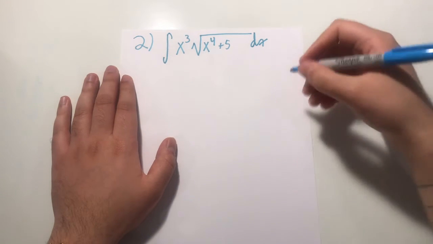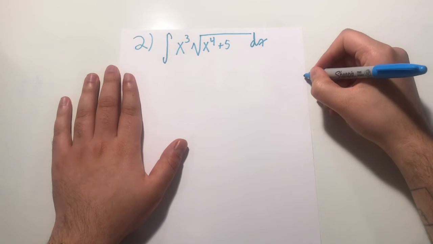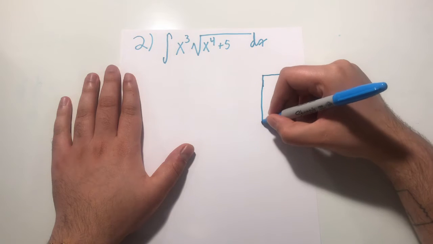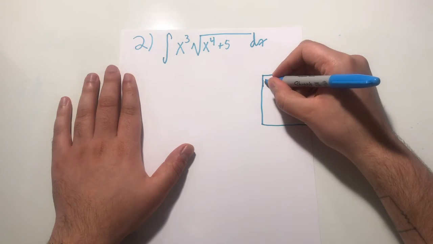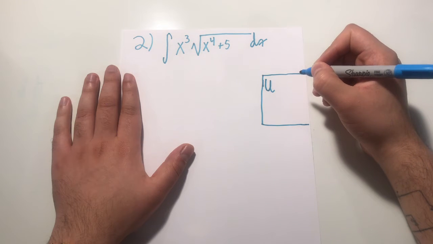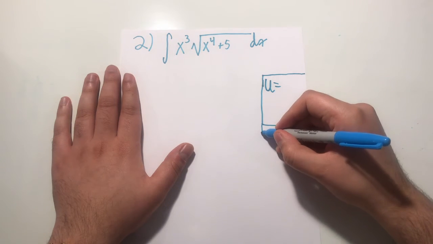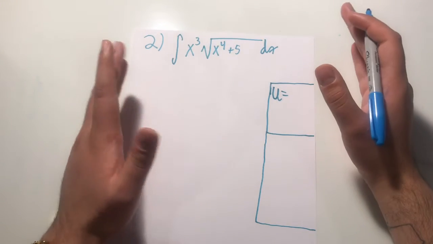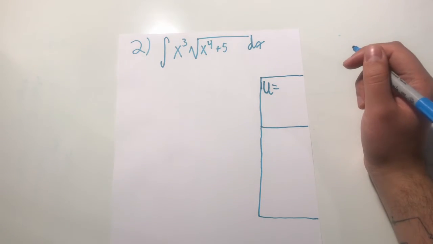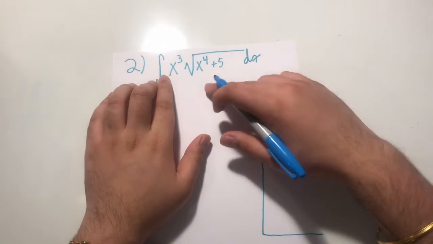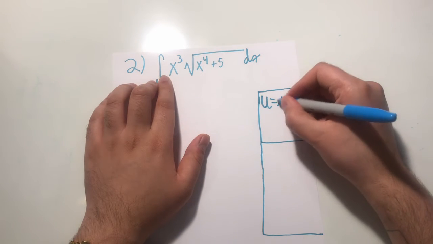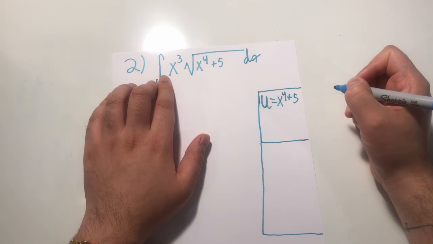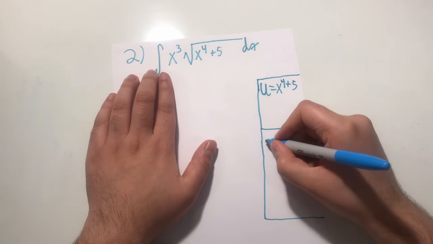What's our first step? Well, we gotta figure out a u and a du. Easy. First, I'll put my u and du off to the side. So my u, I made this box way too small, so I'll make a separate box for du. That'll be fine. For my u term, I look for an inside function and an outside function, and I make the inside function my u. Here it looks like my inside function is x to the fourth plus 5. That's pretty simple.